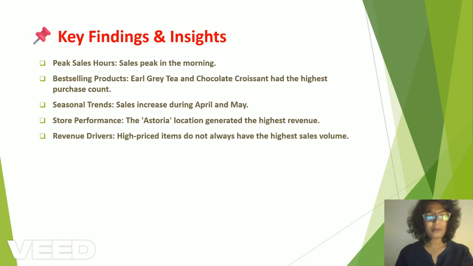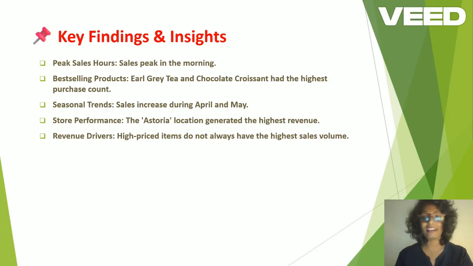By solving all the questions, I found some key findings and insights. Our data shows that sales peak in the morning. Earl Grey tea and chocolate croissant had the highest purchase count. Sales increased during April and May, indicating potential seasonal demand. The Astoria location generated the highest revenue. Interestingly, high-priced items do not always have the highest sales volume.